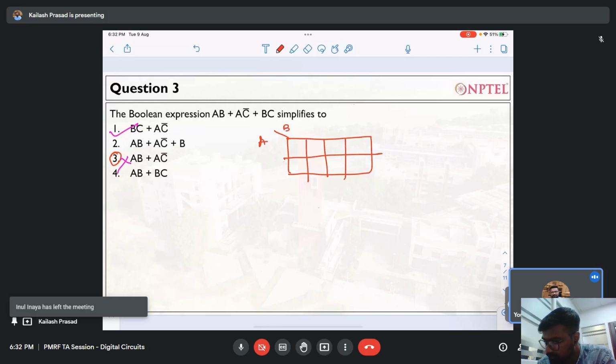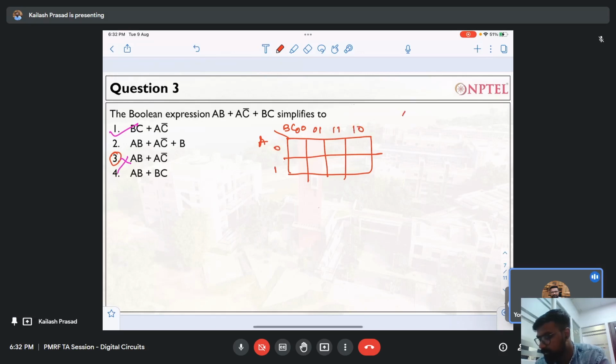This is my A. This is my BC. And this is my 0 0, 0 1, 1 1 and 1 0, then 0 and 1, right? How I have converted this will be my ABC, then ABC bar. Then I will have ABC bar and AB bar C bar. Then I will have ABC. And then I will have A bar BC.